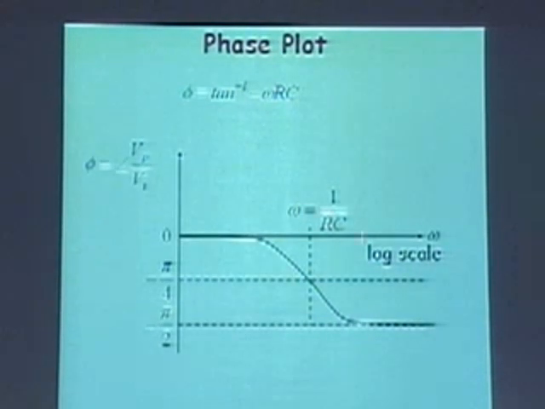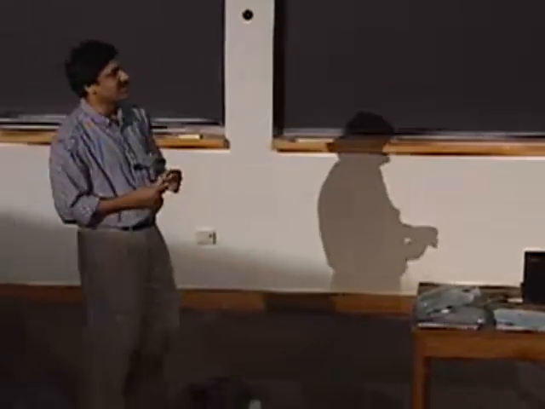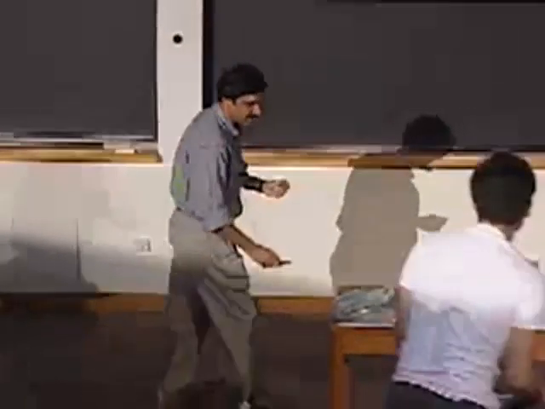And the phase, in the same manner, as omega increased, kept shifting from 0 initially to pi by 2 finally. Let me stop here and start with this the next time and revisit this. Unfortunately, I won't have time for the demo. I'll show it to you next time.